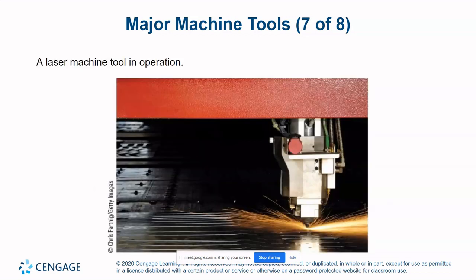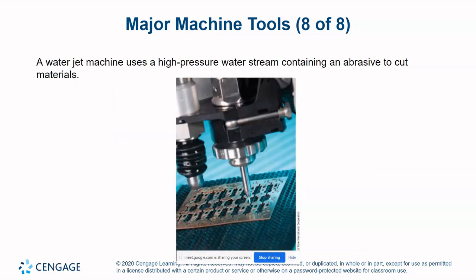So we have right here a laser machine tool in operation. Kind of similar to a plasma. This is a lot cleaner and more accurate process though. Water jet machine uses a high pressure water stream containing an abrasive to cut materials. I don't remember exactly off the top of my head. I want to say somewhere in the 120,000 psi range. I think. I don't recall off the top of my head. It's probably more than that.